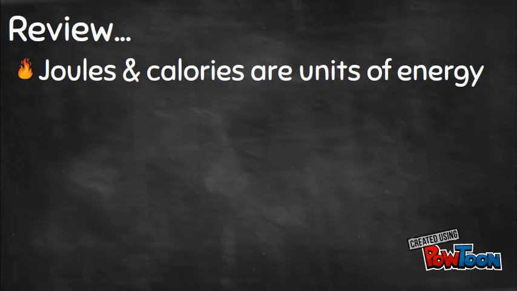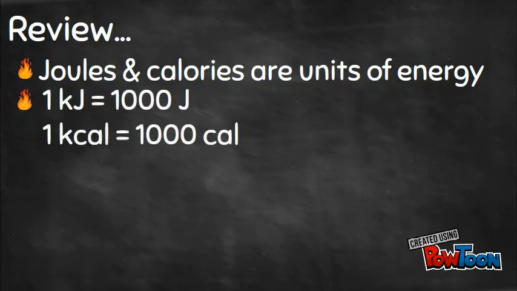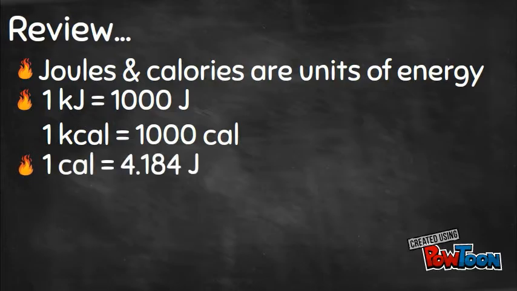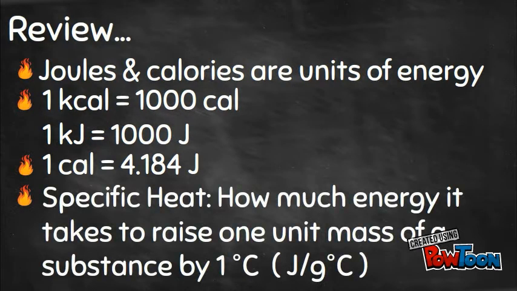To go over everything that we learned today, we learned that both joules and calories are units used to measure energy. 1 kilojoule is equal to 1,000 joules. 1 kilocalorie is equal to 1,000 calories, and 1 calorie is equal to 4.184 joules. And finally, specific heat is how much energy it takes to raise a unit mass of something by 1 degree Celsius, and it is measured in joules per gram degrees Celsius.